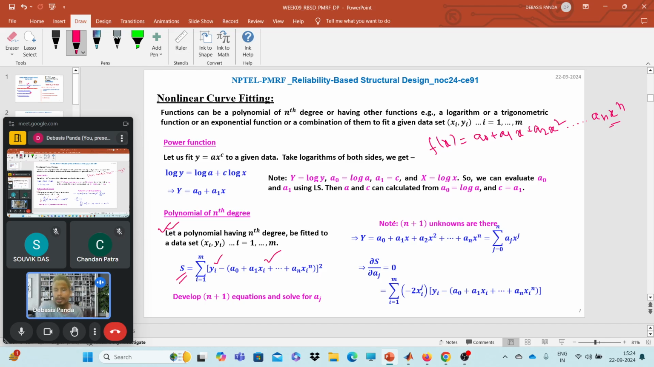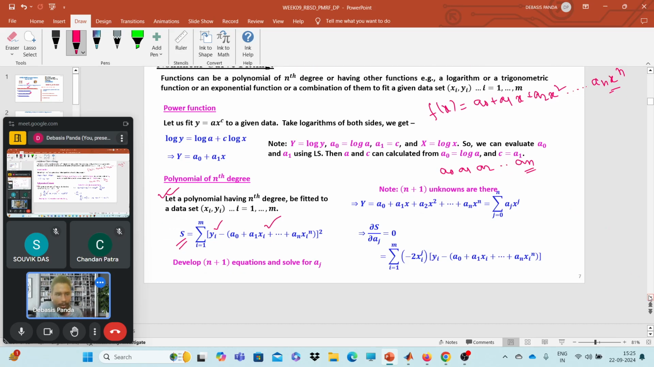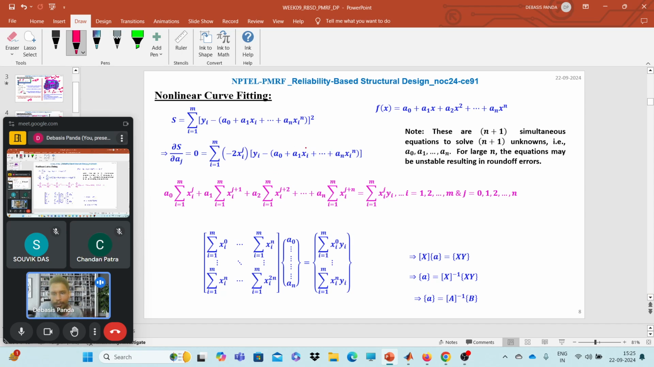Then what we need to do, we need to differentiate with respect to the basic variables, and we need to generate that n plus 1 number of normal equations to solve the unknowns like a0, a1, a2 to an. Now once we have these values, we can easily fit the proposed function to the data sets. That is precisely what we have done here.